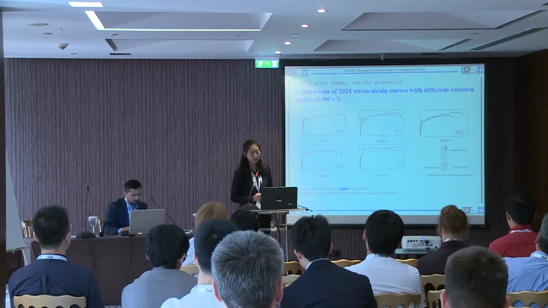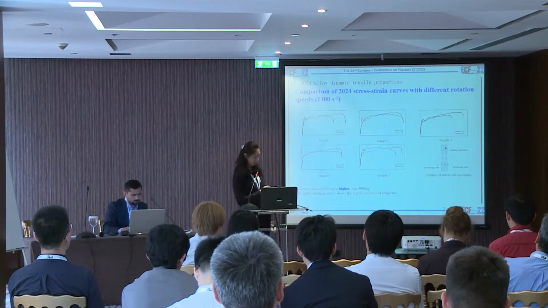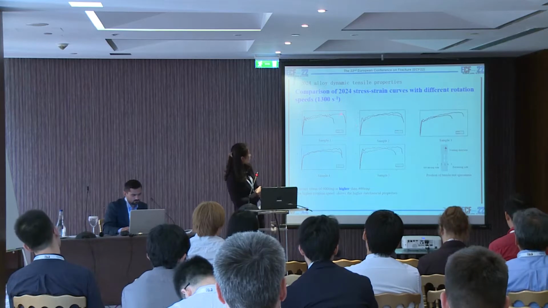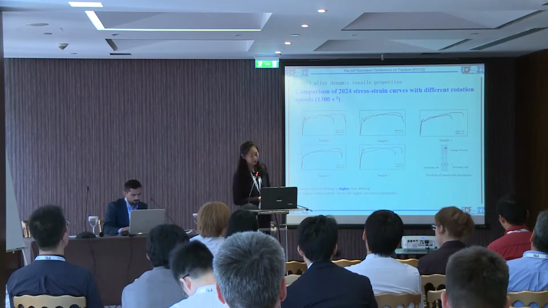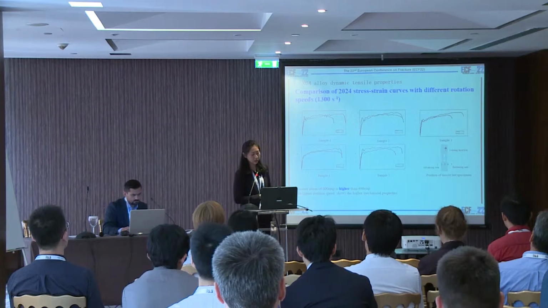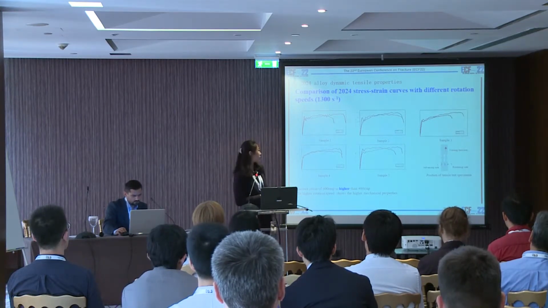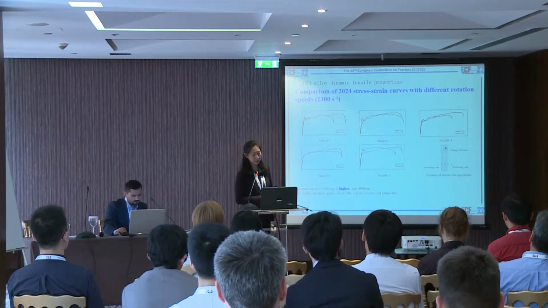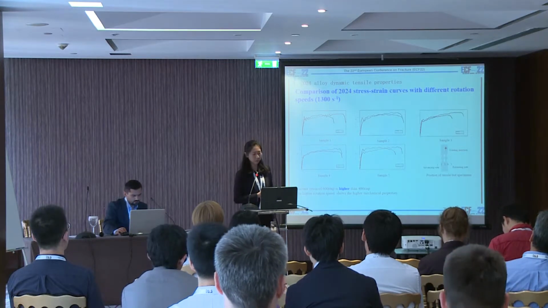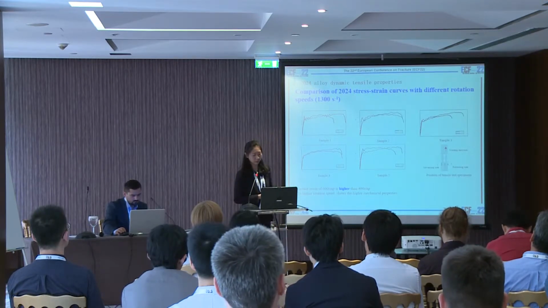And this is the comparison of the different rotation speeds. We can see that for all of the 5 samples, the fracture strain of the 600 RPM is higher than the 400 RPM. So we can see that the higher rotation speed generates higher mechanical properties, because in the welding process, the higher rotation speed will generate higher temperature, and that will generate more fine grains. So that is helpful for the mechanical properties.